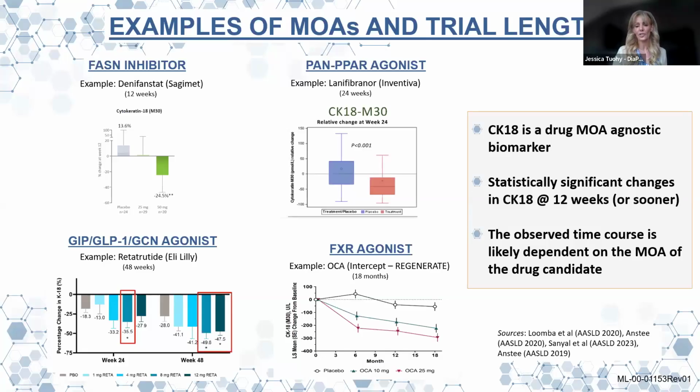Statistically significant changes in CK18 were seen as early as 12 weeks for denifanstat. They may be seen even sooner. I've seen some data from studies that have used a direct caspase inhibitor, and you can see changes as soon as 24 hours after treatment. But again, that has to do with the mechanism of action of the drug that was used. The point is really that the observed time course of the changes in CK18 is likely dependent on the mechanism of action of the drug candidate.